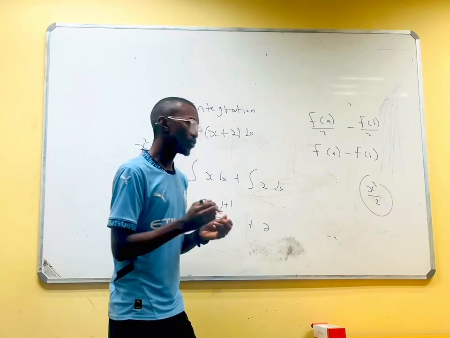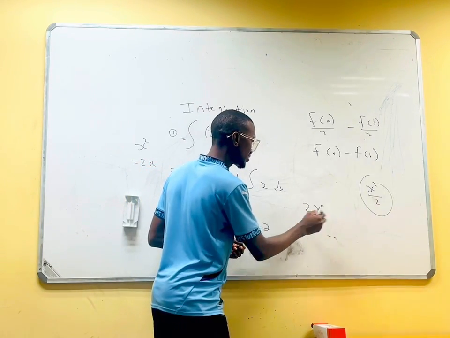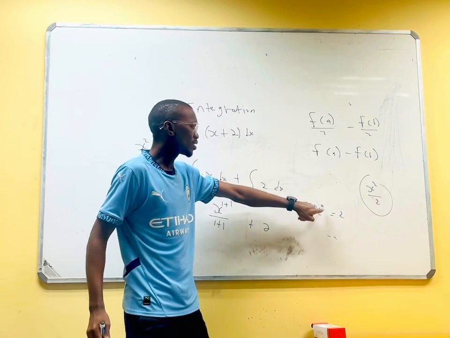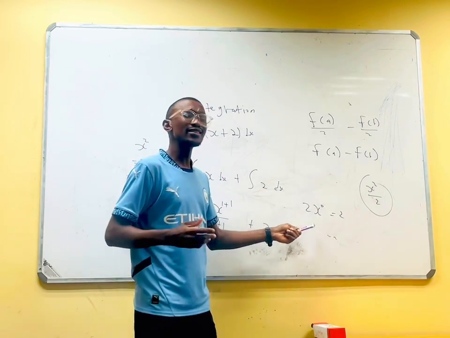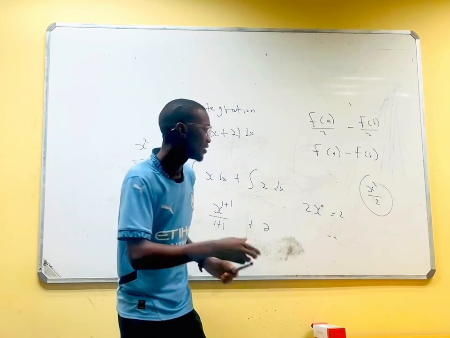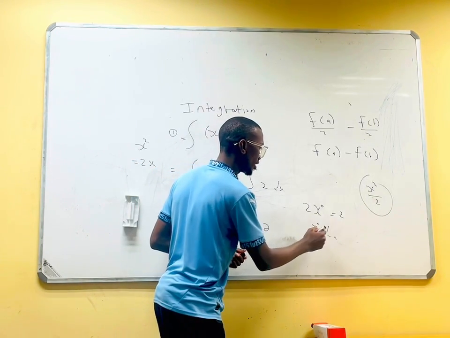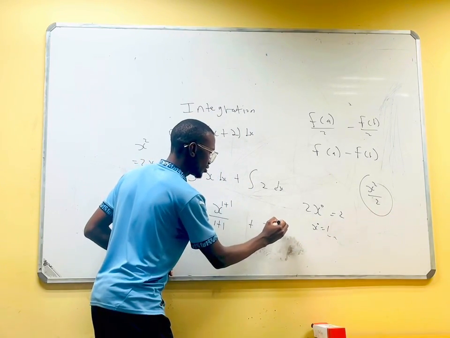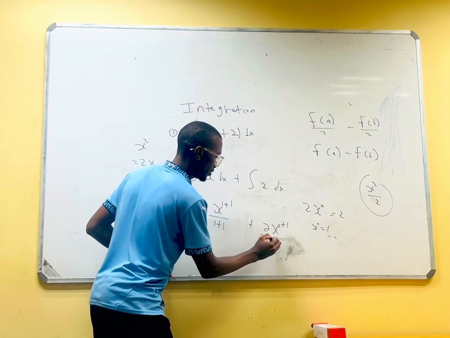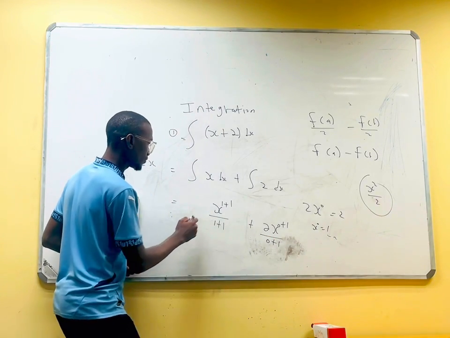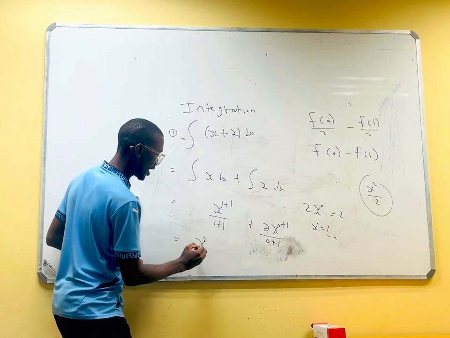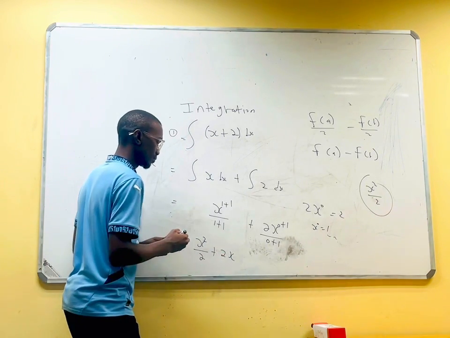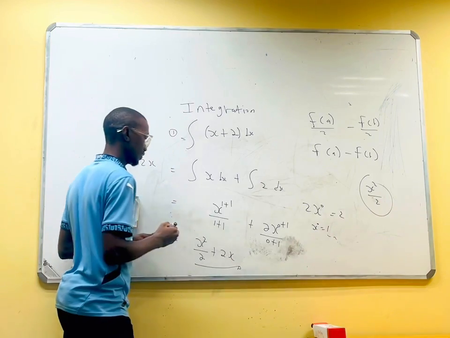Remember, if you are not aware, 2 and 2x to the power 0 are the same thing. You know why? Because anything to the power 0 is 1. x to the power 0 equals 1, and 1 times 2 is still 2. So I put 0 plus 1 here. At the end of the day, I have x squared over 2 plus 2x. That's my final answer.